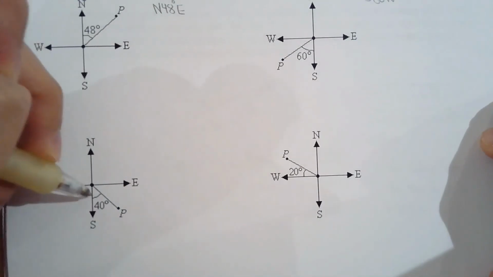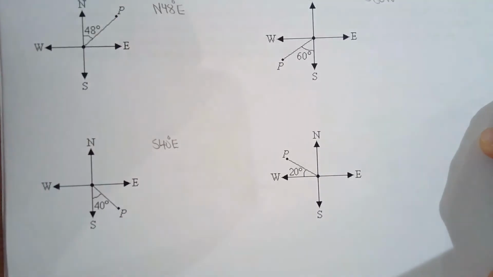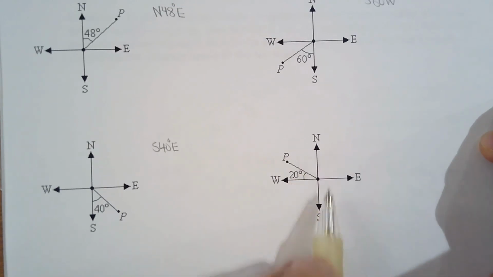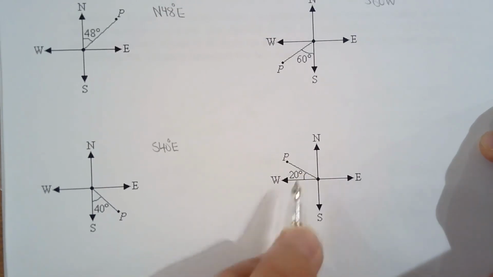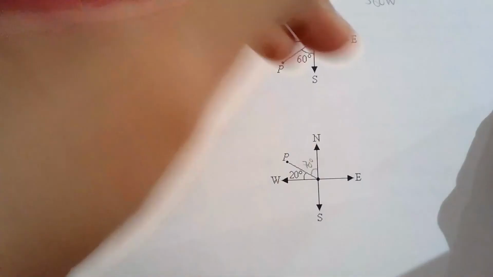For this here, this is 40 degrees east of south. Now here, careful, this angle is made relative to pointing west, but you want the angle relative to the north-south line, okay, not relative to the east-west line. So if this is 20, then obviously this angle here must be 70 because the two angles are complementary. So once again, you want it relative to the north-south line. So this is 70 degrees west of north.